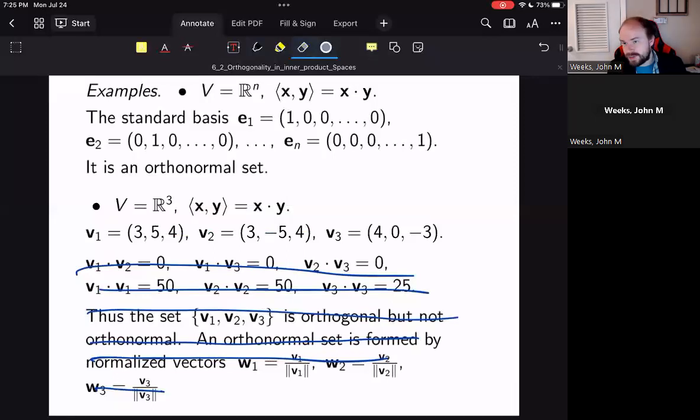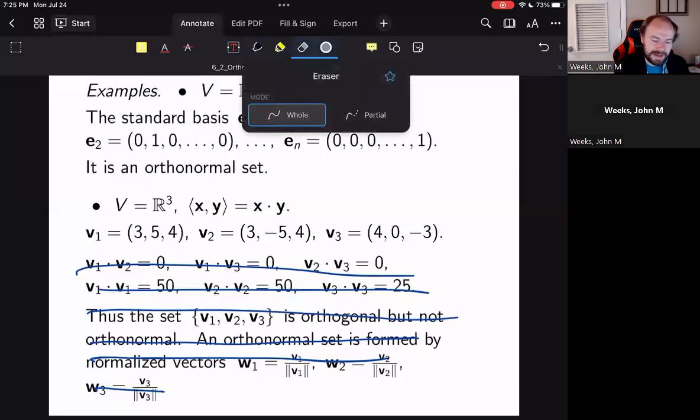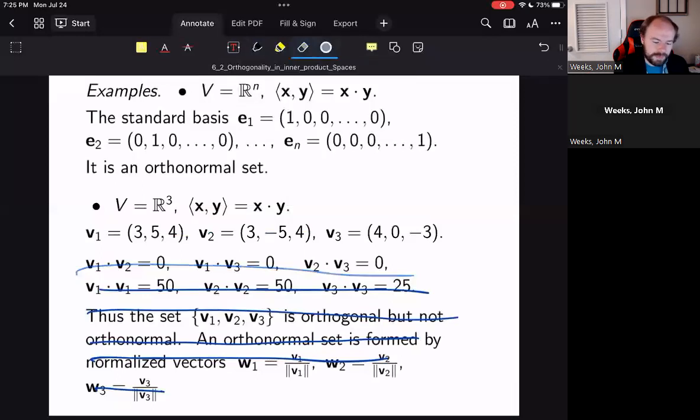Now, it might be a little bit hard to believe, but if you take the dot product of any of these two vectors pairwise, then you end up getting 0. For example, 3 times 3 plus 5 times negative 5 plus 4 times 4. That's 9 minus 25 plus 16. That gives us 0. And we can do the same thing for each of these other pairs here as well.